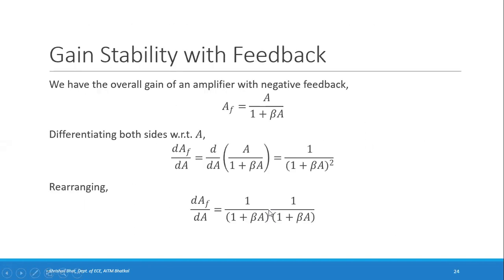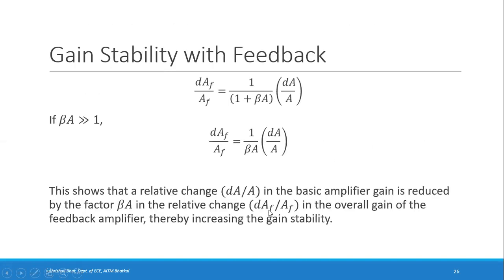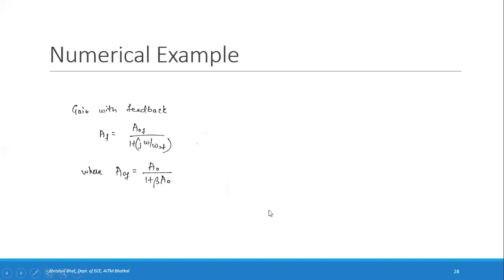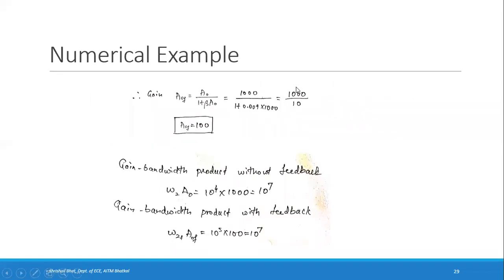We have got the expression, and then we have seen a numerical example wherein we have considered the feedback. They have given a frequency with feedback. We have found the gain, and we have also found the gain bandwidth product. Okay, with this, we finish this topic of feedback amplifiers. From the next session, we will start oscillators.